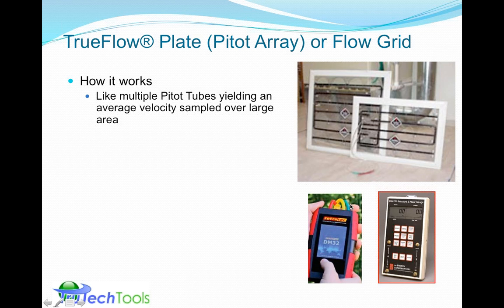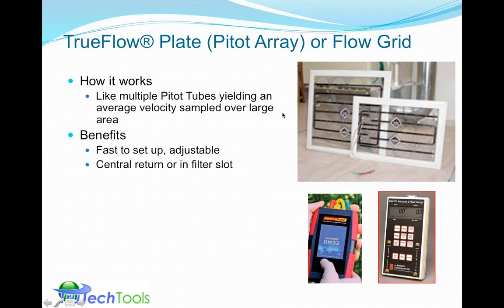hoses up to your manometer, it can do a calculation and give you the velocity pressure, and then do the calculation with velocity pressure to give you the total airflow over this system. The true flow plate is manufactured by the Energy Conservatory. Comes in a couple different sizes. It comes basically in a kit that can be used across a wide range of residential heating systems. It's pretty fast to set up.